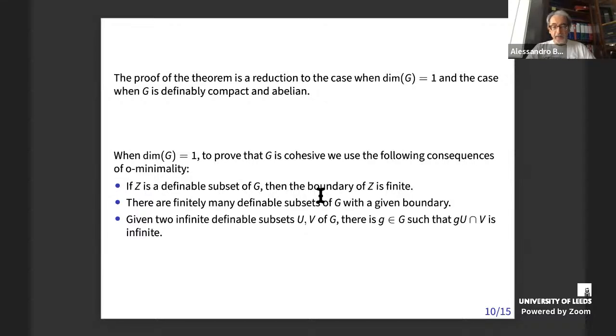And moreover, another property of one-dimensional groups, definable in a minimal structure, may consist of several orthogonal parts. So given two infinite definable subsets, you can move them, by a group translation, so that they overlap in an infinite set. So these are all because in the one-dimensional case, infinite sets have interior, and of course, you can move them to have interior, so that the intersection is interior. Alessandro?